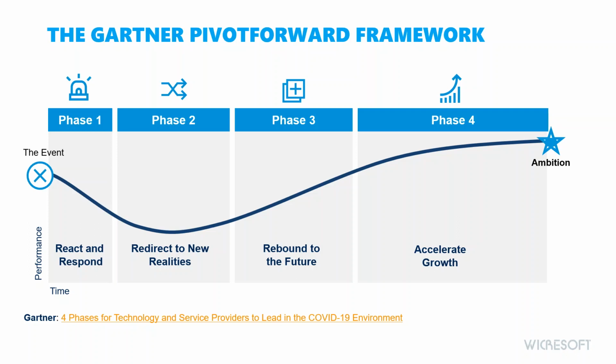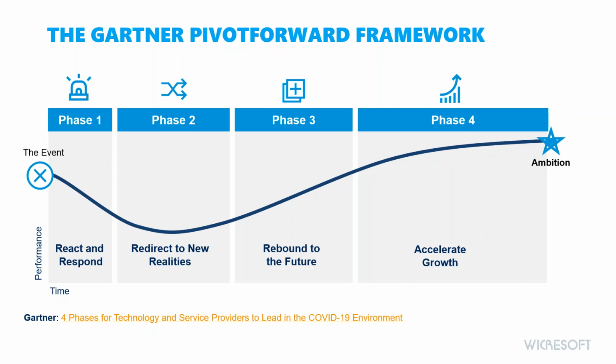The Gartner framework is suggesting to break that up and think about phases and plan for phases. So on this picture, we have business performance over time. And I think right now, most big organizations are probably in that phase 2 bucket. So they've sort of been through the react and respond phase, and they're now in the redirecting phase.